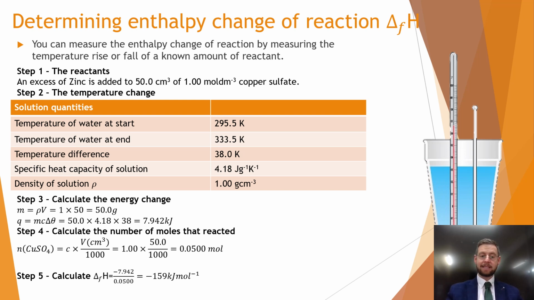So insert this mass into Q equals mc delta theta, and we get 7.942 kilojoules. Then we need to work out how many moles were involved. So we need to look. There was 0.05 moles of the copper sulfate involved in this reaction, and so therefore what we can do is calculate the enthalpy change of reaction as the heat difference, minus 7.942 divided by 0.05, is minus 159 kilojoules per mole. Again negative because this is an exothermic reaction and the temperature of the surroundings went up.